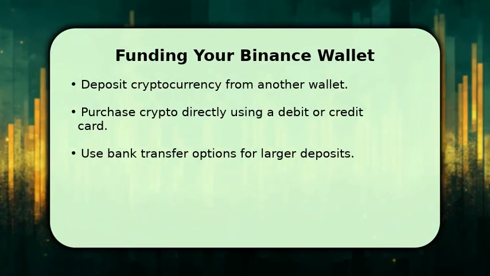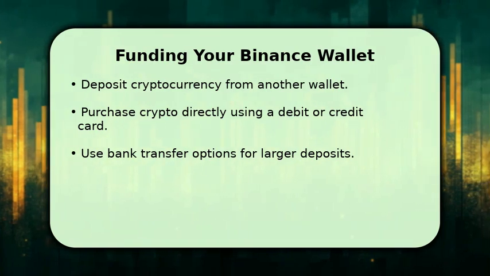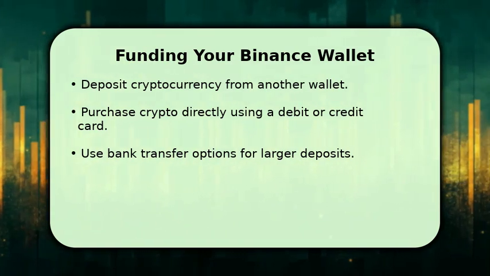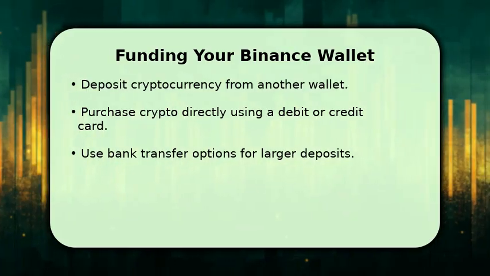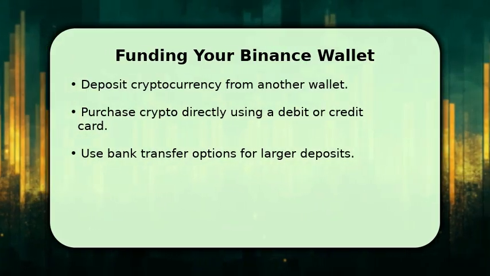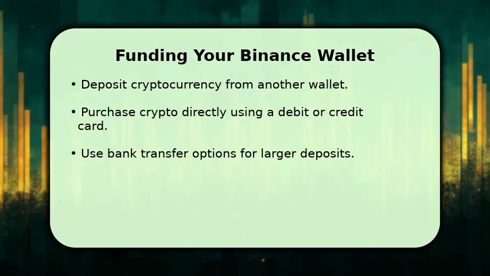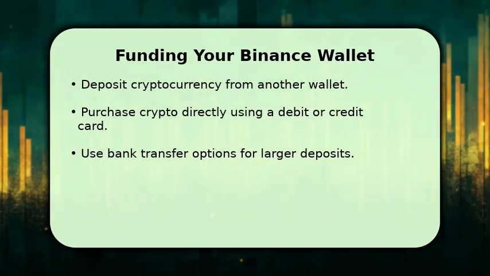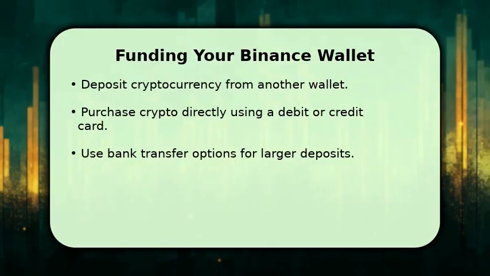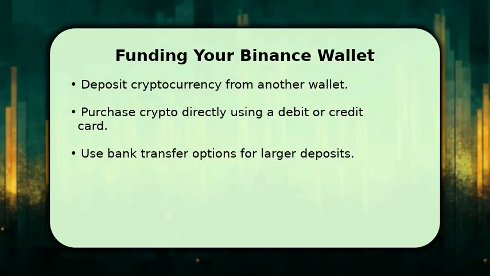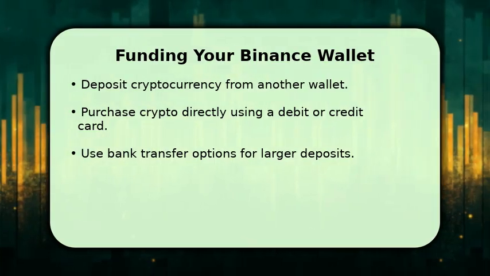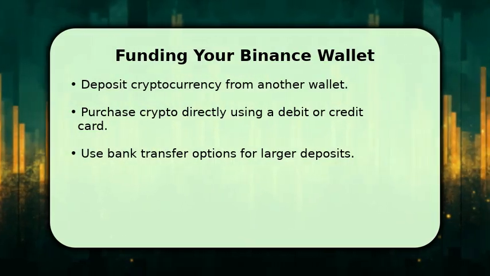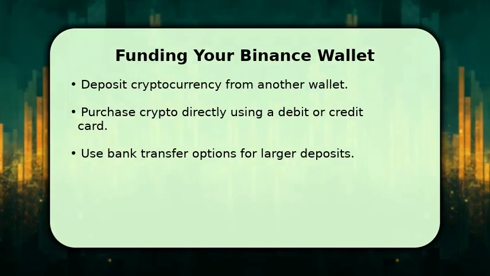With your wallet set up and secured, it's time to fund it. You can deposit cryptocurrency from another wallet by generating a deposit address for your chosen coin. Alternatively, purchase crypto directly using a debit or credit card, which is often the easiest method for beginners. For larger amounts, consider using bank transfer options available in your region. Always double-check the network and address before confirming any transaction to avoid errors.